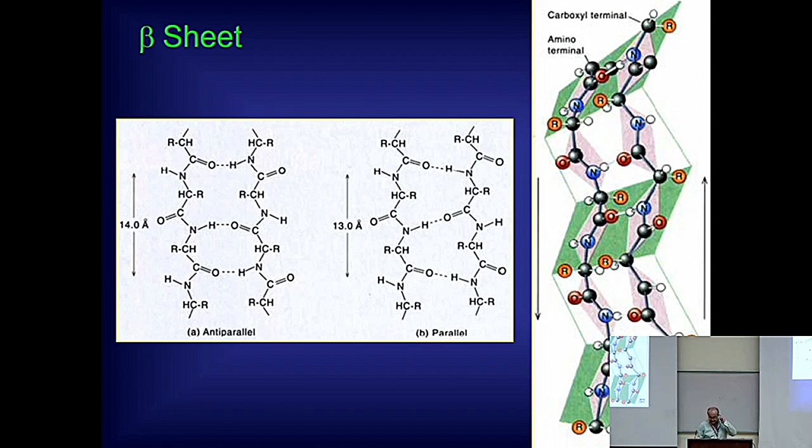Now, we said that in order for the beta pleated sheet to form, you need two segments or two distinct polypeptides.